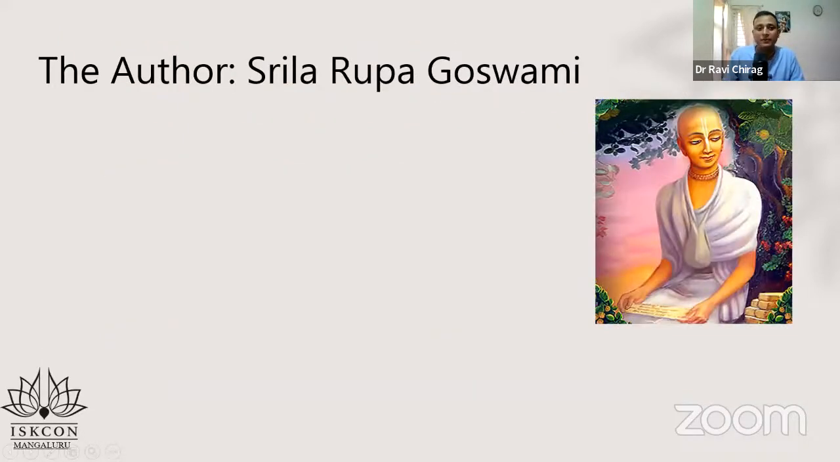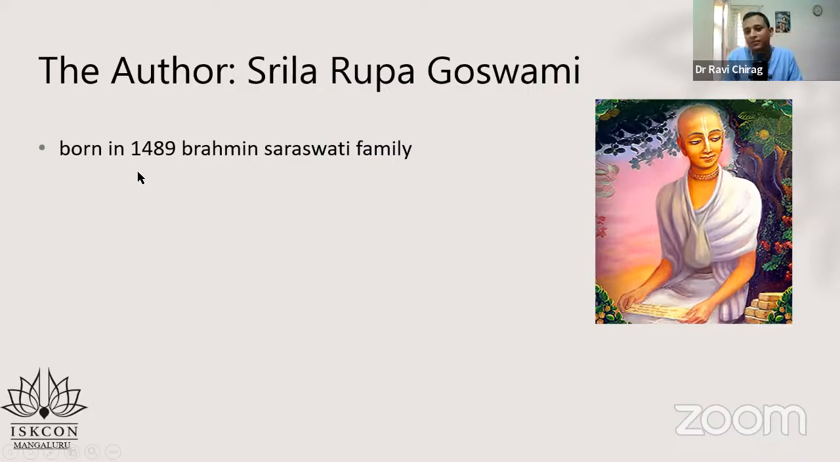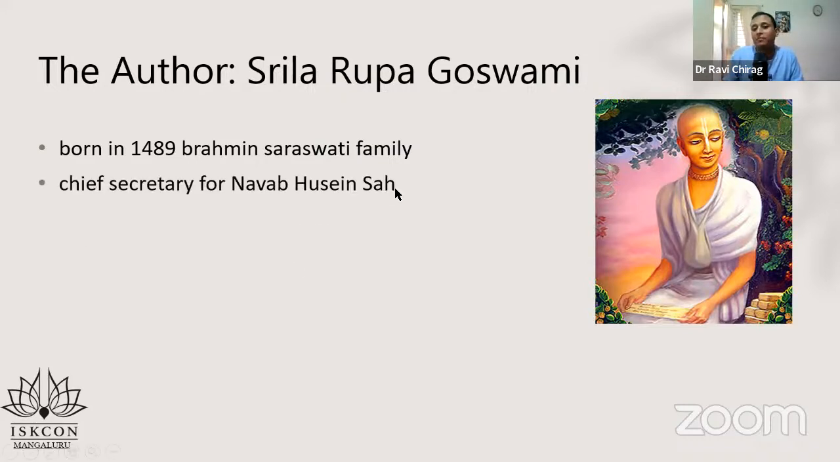So we'll go through the life of Srila Rupa Goswami. Srila Rupa Goswami was born in 1489 in a Brahman Saraswata family, in Bengal at that time. He was born in a Brahmana family. But after that, what happened? If you remember, at that time India was under the rule of Muslim rulers. Srila Rupa Goswami was working as a chief secretary for Nawab Hussain Shah.